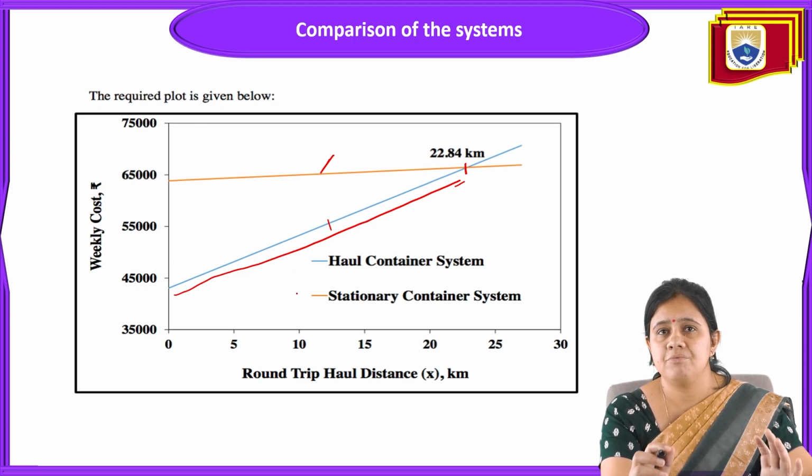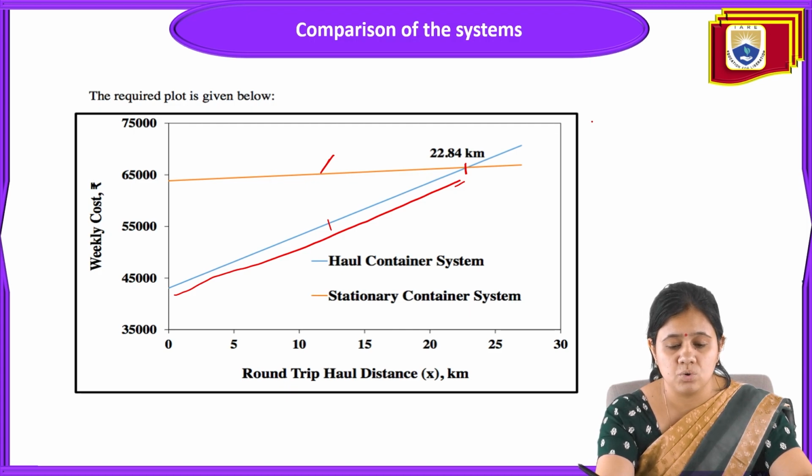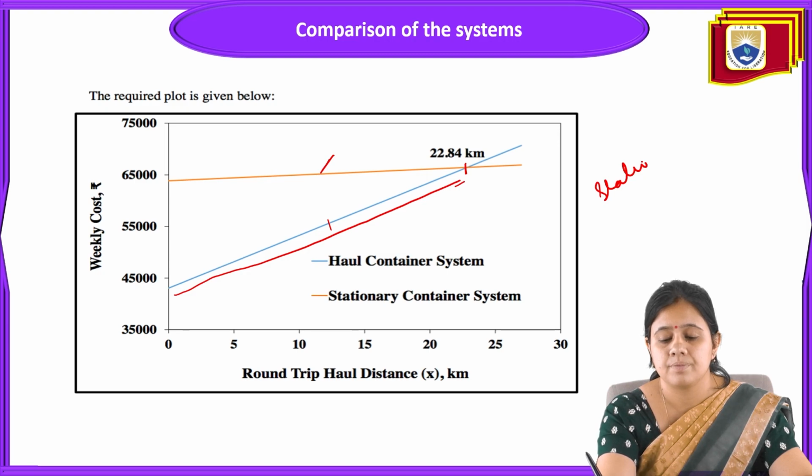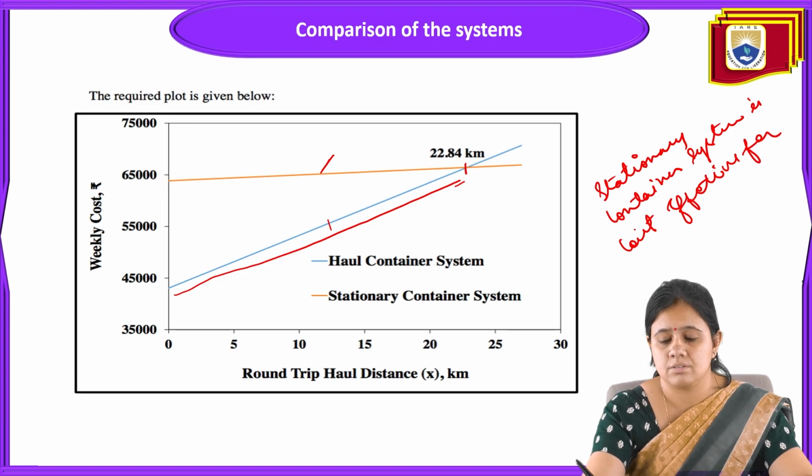So if you want a cost effective method for hauling solid waste, then the stationary container system is good. The stationary container system is cost effective for larger distances, more than 25 kilometers.